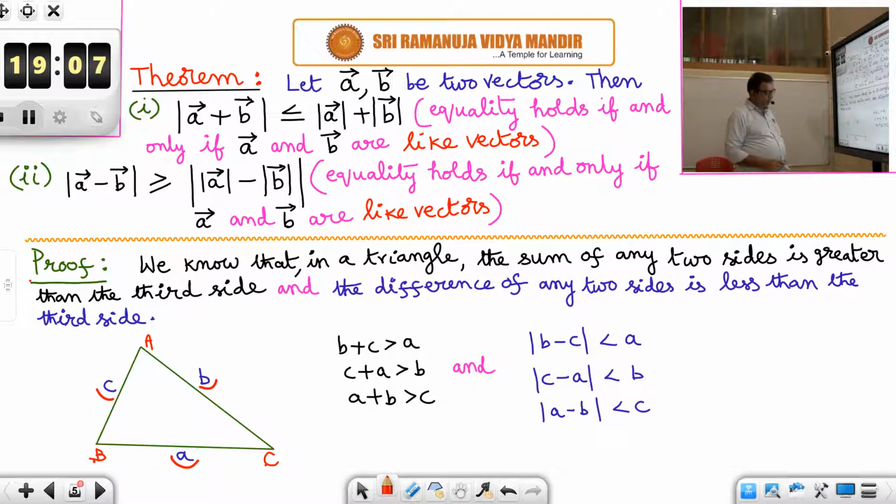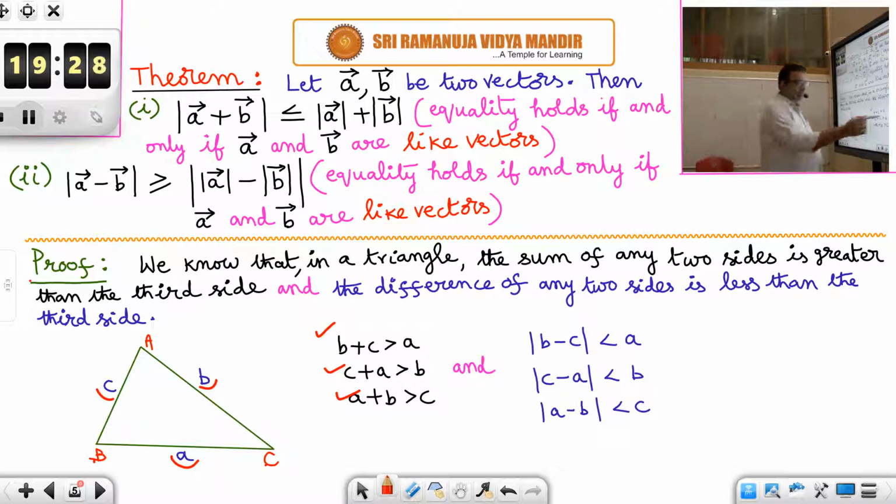Okay. Now, b plus c is greater than a. Sum of any two sides is greater than the third side. b plus c greater than a. c plus a greater than b. a plus b greater than c. Sum of any two sides greater than the third side in a triangle.